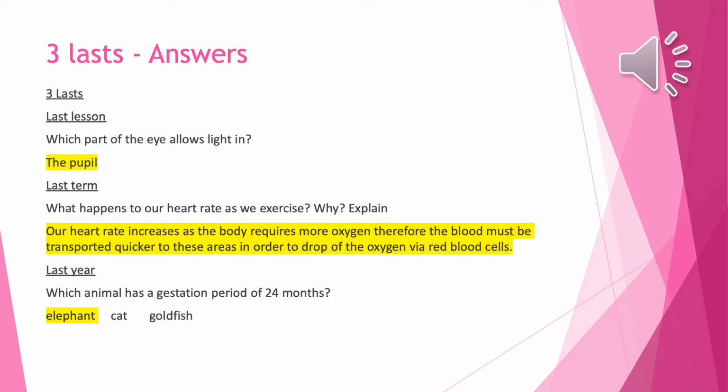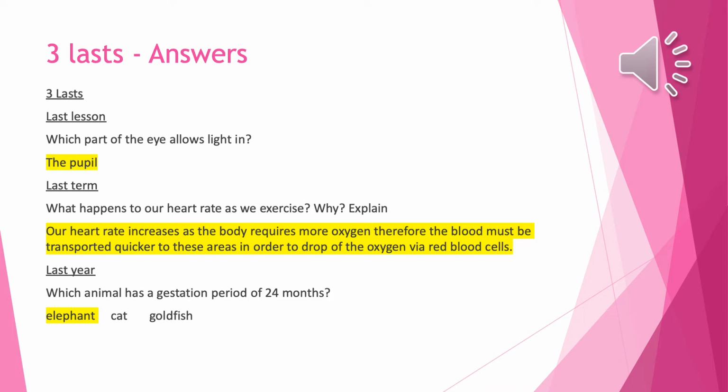So, last term, what happens to our heart rate as we exercise? Why? Explain. My definition says our heart rate increases. It's really important, we know it goes up, but if you use the words go up or gets bigger, could you try and use the scientific word increases? So our heart rate increases as the body requires more oxygen, therefore the blood must be transported quicker to these areas in order to drop off the oxygen via the red blood cells. All of that is our science learning from last half term, all about the circulatory system.